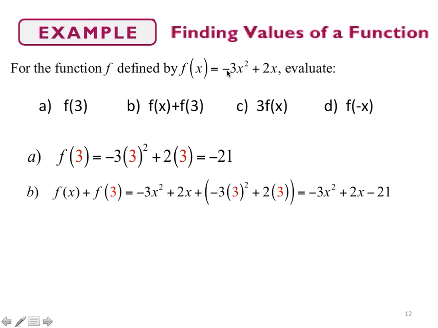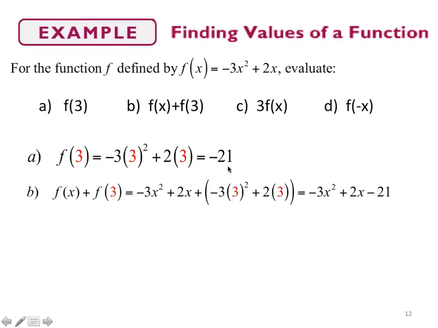F of x is just this right here, negative 3x squared plus 2x. So the f of x is just this portion of our equation here. And then we have a plus sign because we're adding f of 3, which is exactly what we did right up here, where we took 3 and plugged it in for x. Now we already know that this thing right here, since we just walked through simplifying it, is negative 21.